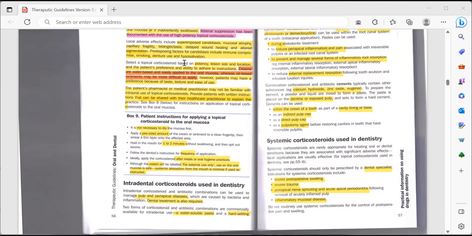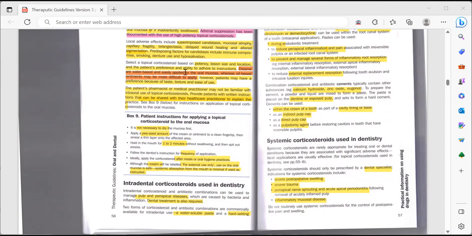Okay, select a topical corticosteroid based on its potency, for example whether it is mild, moderate, potent, or very potent. Then consider lesion size and location, and the patient's preference and ability to adhere to instructions.